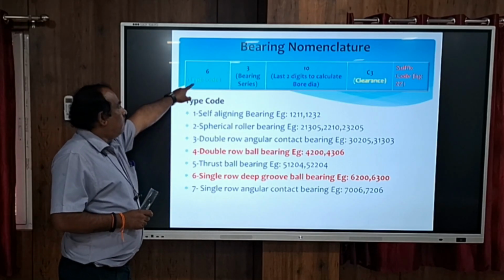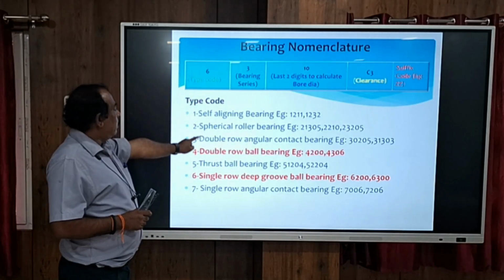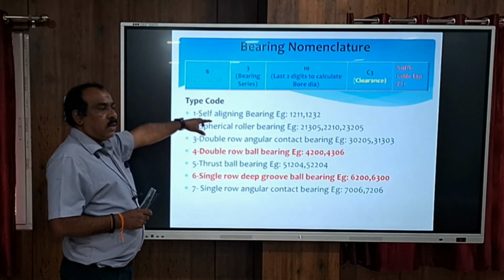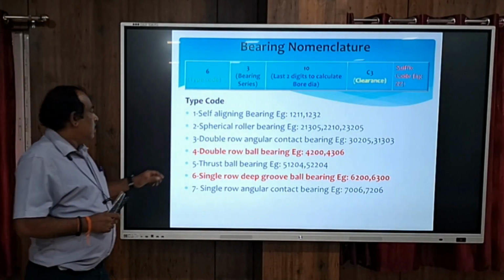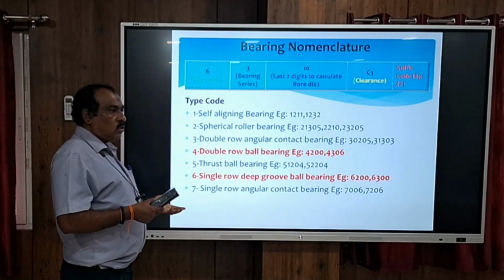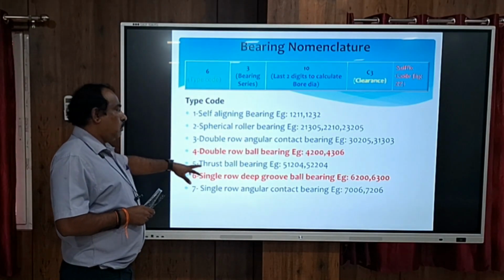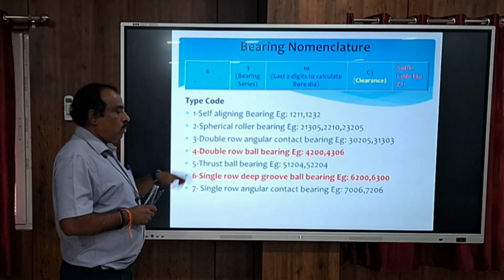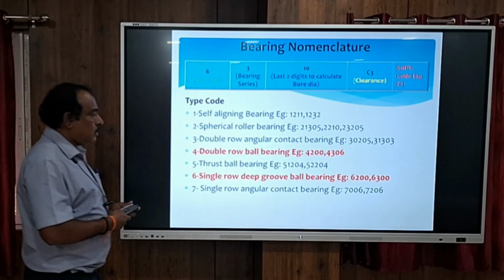If the first digit is 1, then it's a self-aligning bearing. If 2 is the first digit, it is a spherical roller bearing. Third is double row angular contact bearing. Fourth is double row, where two rows of balls will be there, so double row ball bearing. 5 is thrust ball bearing. 6 means single row deep groove ball bearing. And 7 is single row angular contact bearing.